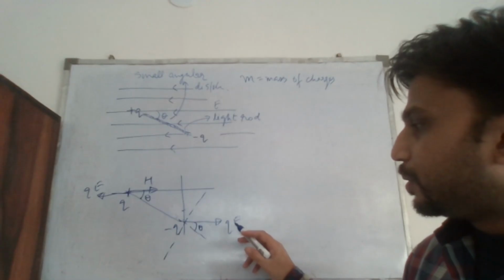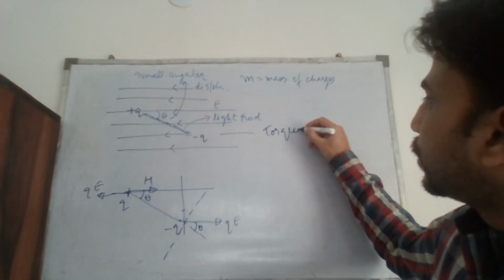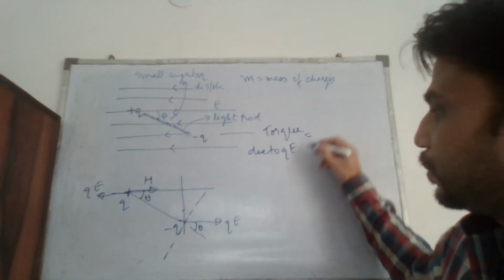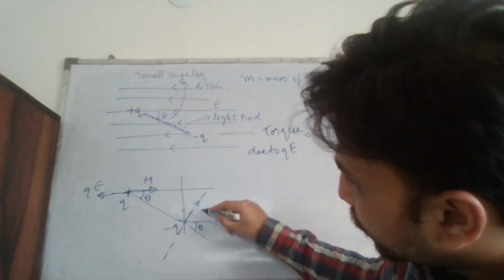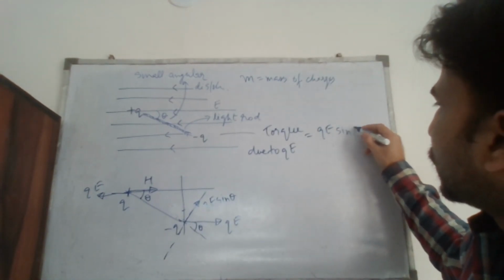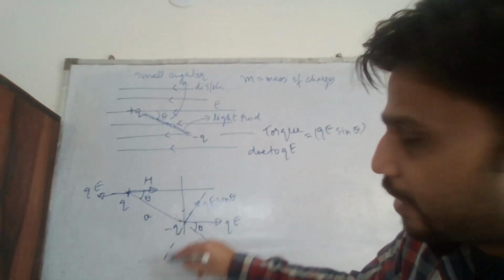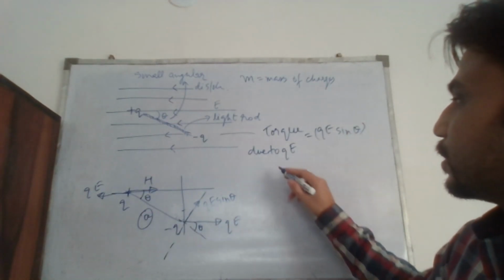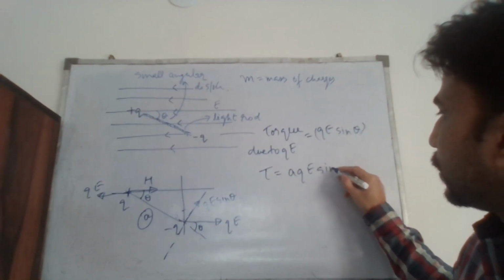So what is the torque due to this electrostatic force? Torque due to QE force is QE. Now it will have a component along this direction, that is QE sine theta, into the distance at which this force is acting, the line of action of force. The line of action of force is at a distance a from this plus Q charge. So this is the torque. Torque is equal to aQE sine theta.